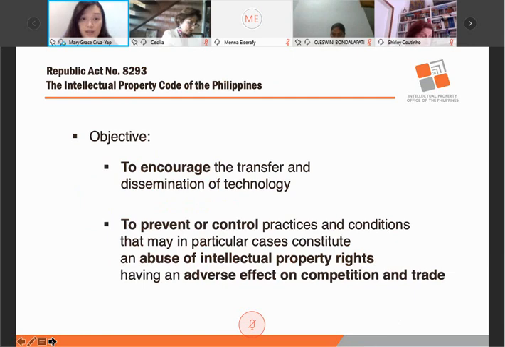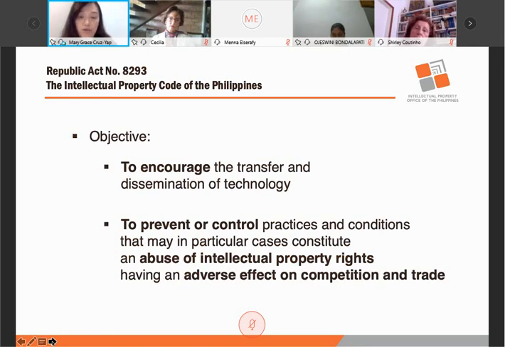Under Republic Act 8293, or the Intellectual Property Code of the Philippines, the objective of having TTAs or voluntary licensing agreements cleared and registered with the Documentation, Information and Technology Transfer Bureau is to encourage the transfer and dissemination of technology, as well as to prevent or control practices and conditions that may in particular cases constitute an abuse of intellectual property rights, having an adverse effect on competition and trade.